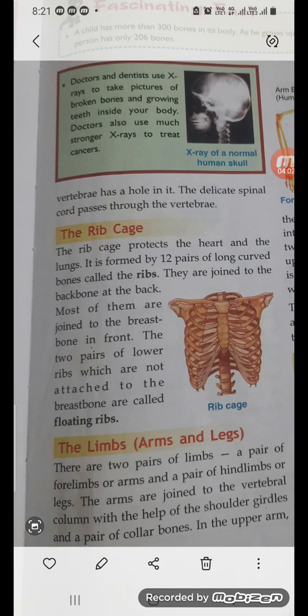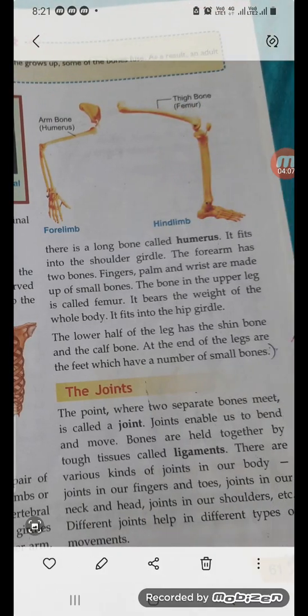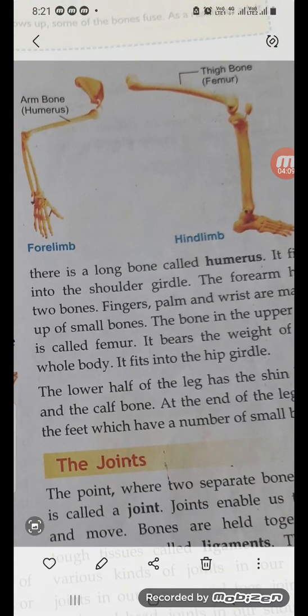Next come the limbs, the arms and legs. दिख रहा है आपको ये picture? There are 2 pairs of limbs, a pair of fore limbs or arms. 2 pair of limbs है हमारे. पहला पैर है arm का and the pair of hind limbs are legs. और पैर के limbs को हम बोलते हैं hind limbs. And for the legs it is said hind limbs. The arms are joined to the vertebral column with the help of shoulder girdles.